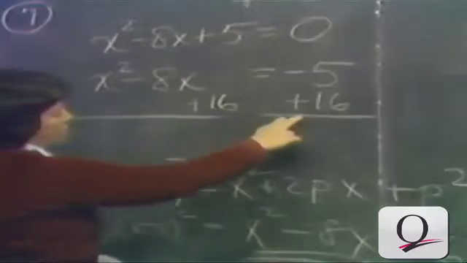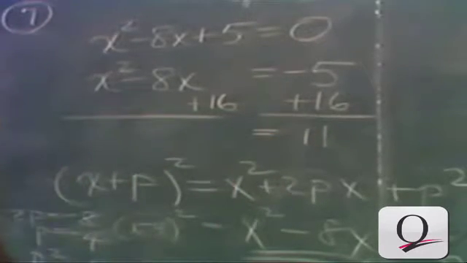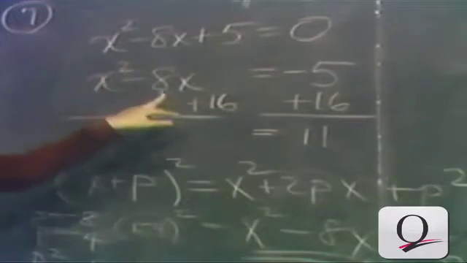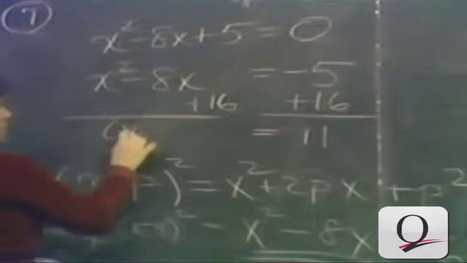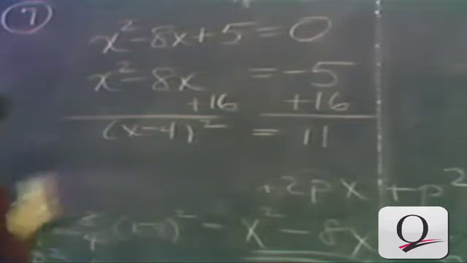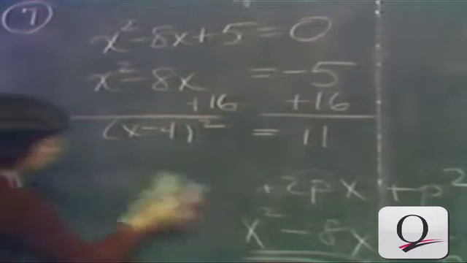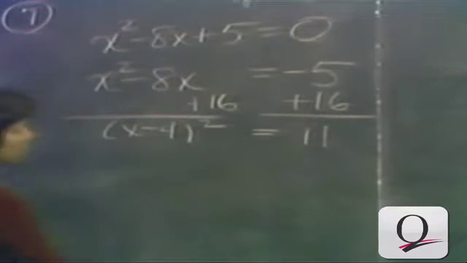On the right-hand side, minus 5 plus 16 is 11. On the left-hand side, we have x squared minus 8x plus 16, but that's precisely x minus 4 squared. In other words, we now have this problem looking like the preceding problem, which we solved by extracting roots, because the left-hand side is a perfect square.